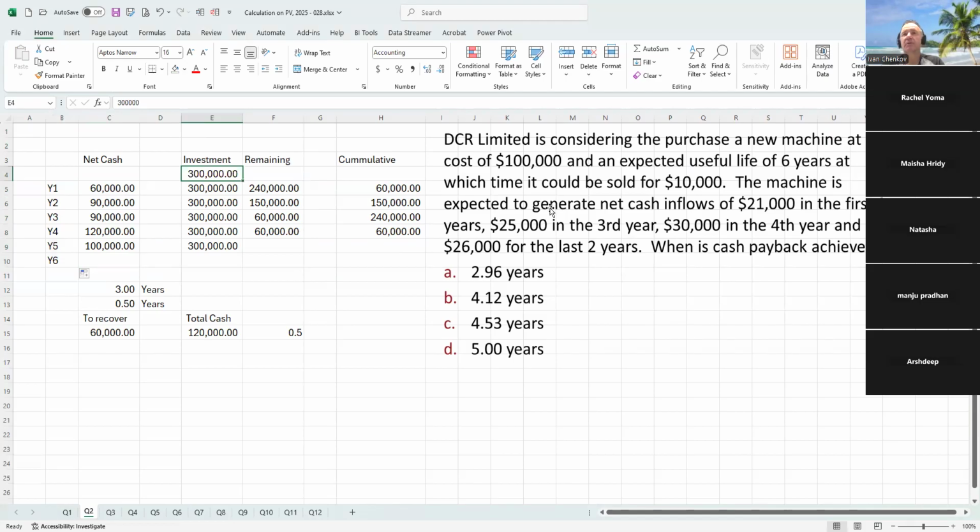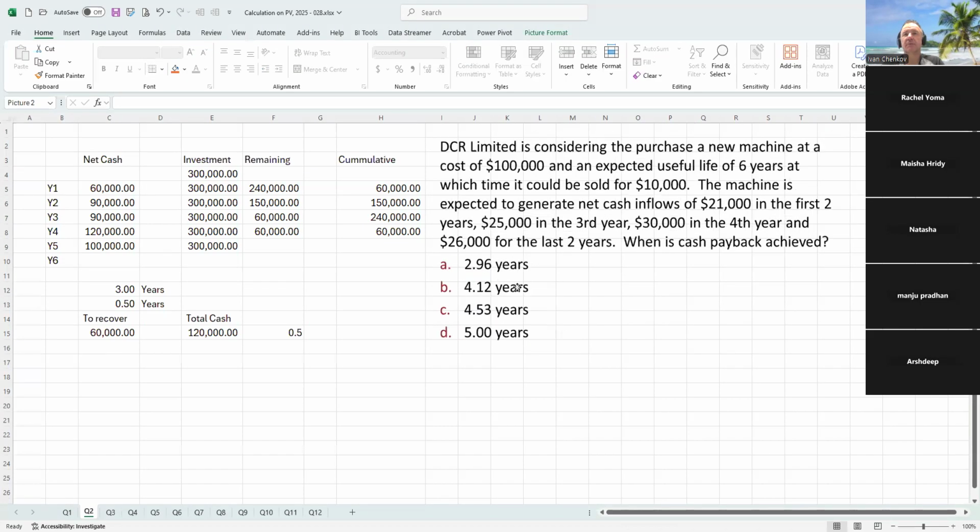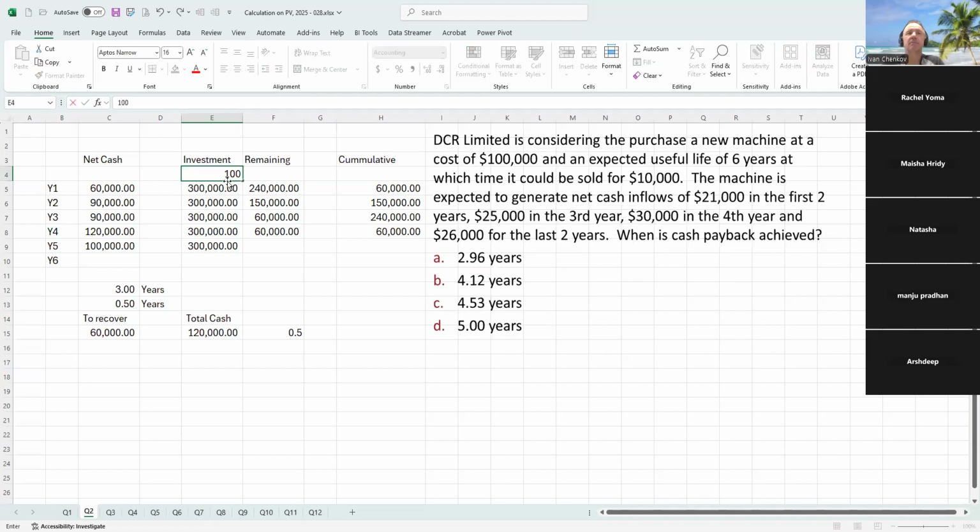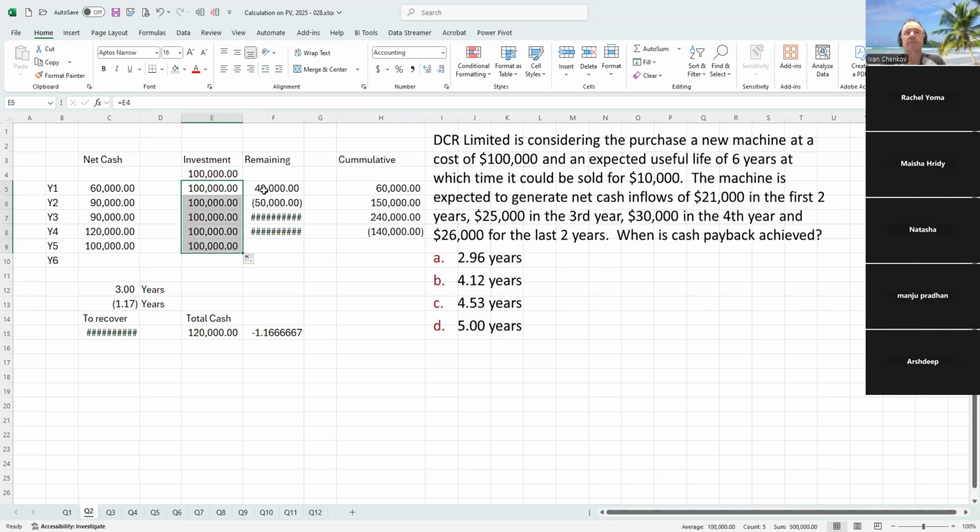And we're going to start with the initial investment. For us, in this case, the initial investment, as you can see, is $100,000. So the question is, how long is it going to take us to recover those $100,000? First year, and the first year we're collecting, expected to generate net inflow. In this case, we have an expected useful life of 6 years, at which time it can be sold for 10,000. Since the $10,000 comes at the very end of the life of the machine, that 10,000 will be ignored.